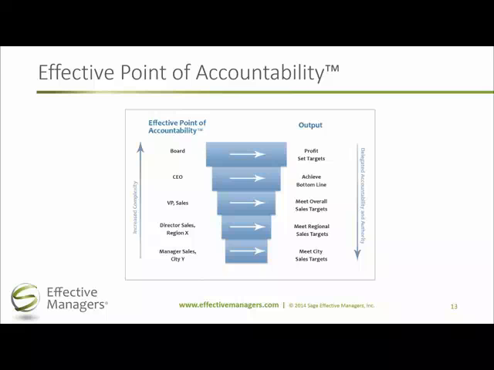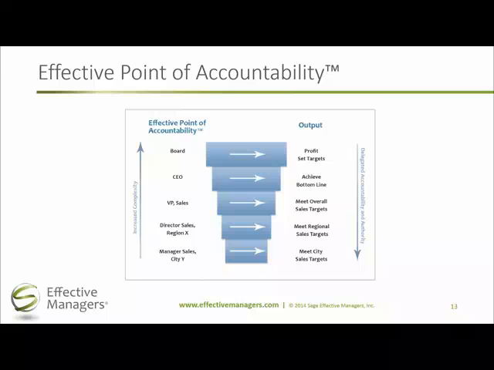So the effective point of accountability, I'll refer to this as the EPA from now on. The EPA for the bottom line is the CEO, because there's no other individual anywhere in the organization that can be held accountable for that, because the bottom line is sales, operations, production, delivery, all of those things together.